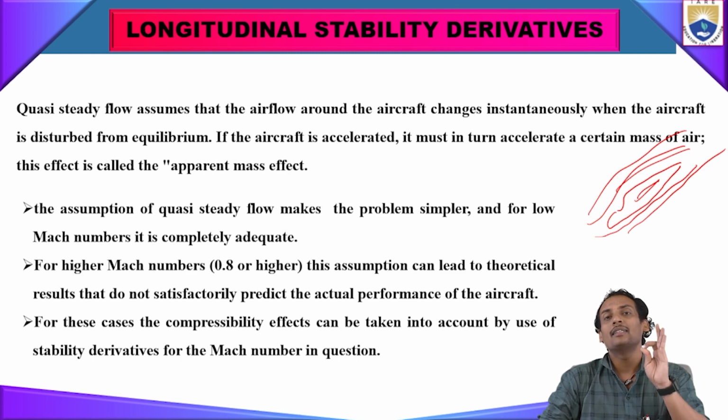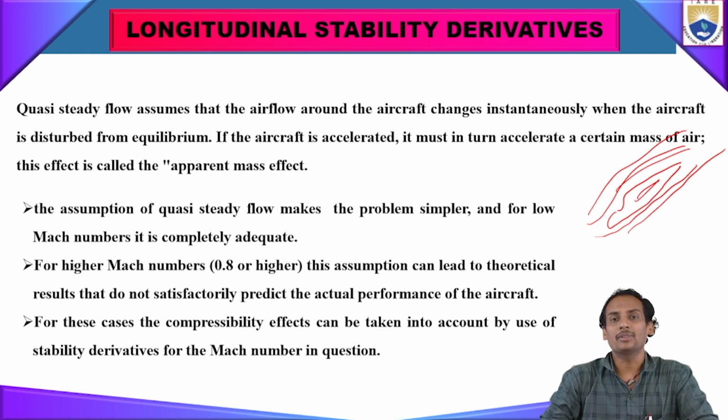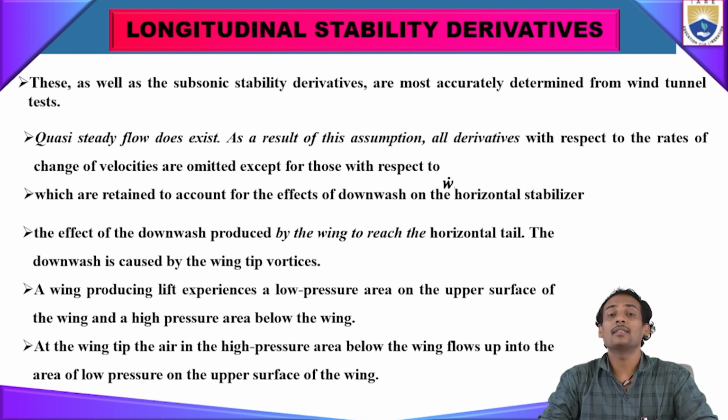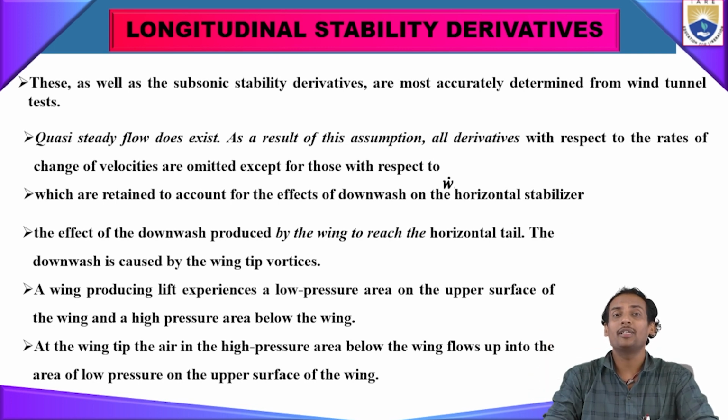And the stability constraints we already explained with the stability derivatives only. That means here the stability derivatives will be a major constraint, and will play a major role in finding out the stability of the aircraft. So for subsonic stability derivatives, they are most accurately determined with internal testing. Whenever you are doing the different flow tests, we can know the maximum attainable values for these stability derivatives. So quasi steady flow will exist as a result of this assumption.